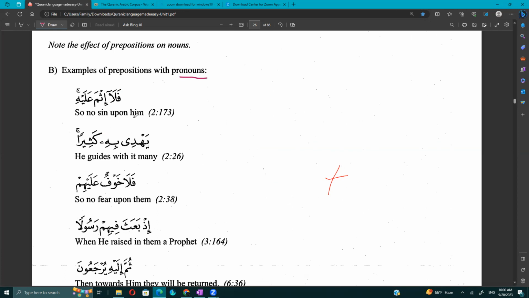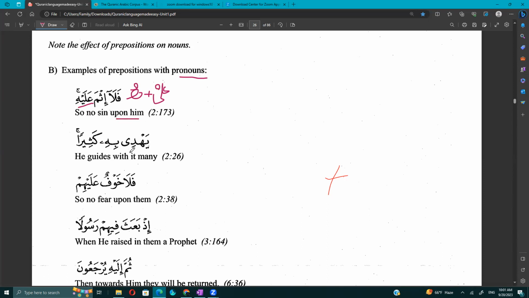Fala ithma alayhi. Now tell me, alayhi. What is the preposition and what is the pronoun? Huruful jar and the pronoun. Alayhi. What was it before? It was ala plus the pronoun hu, right? So it becomes alayhi. And notice that there's a sukoon on the ya. It's not alahu, it's alayhi. So the meaning is upon him.